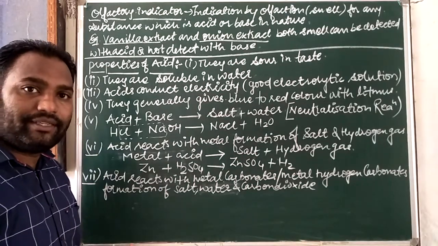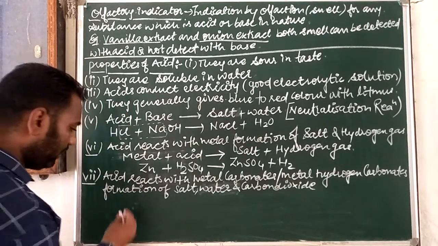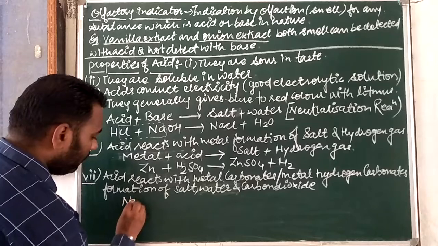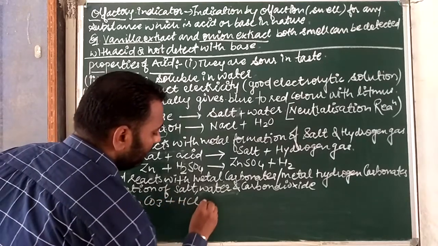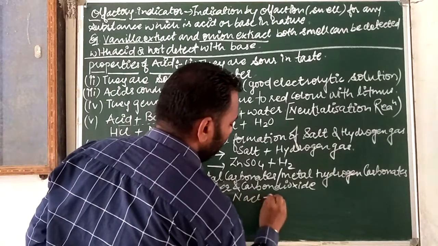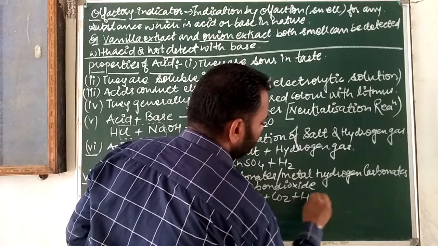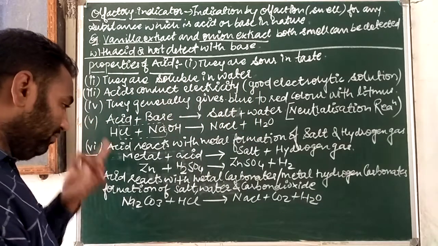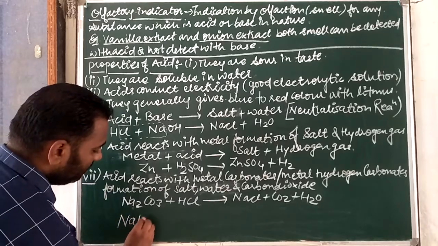Okay, we can write the equations here. Okay, there is enough place, so we can write. Like Na2CO3 plus HCl, formation of NaCl plus CO2 plus H2O. Okay, and next with sodium metal carbonates.